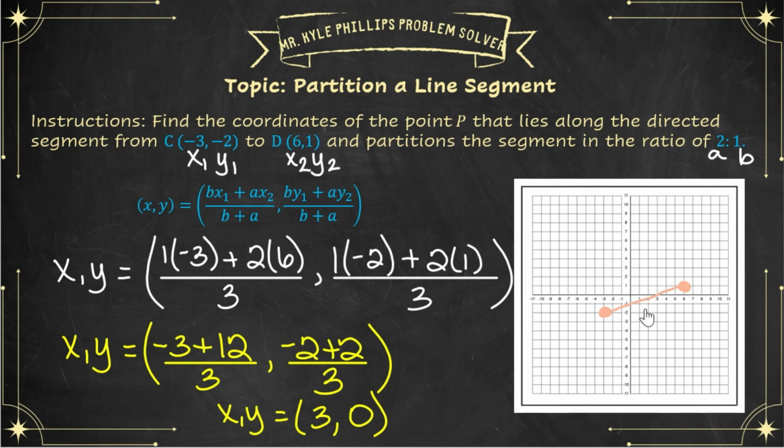So if I come right here and erase that, my new point will be at 3, 0 right here. And this kind of makes sense because that means that whatever this value is, I'll call it 1, is now going to be 2 times the length of this distance here. And that's how we partition a line segment.